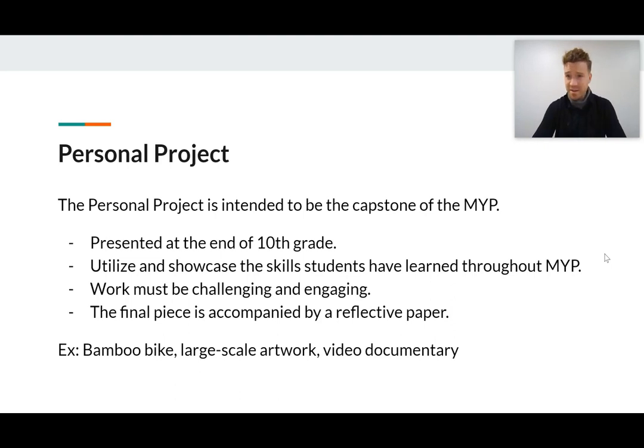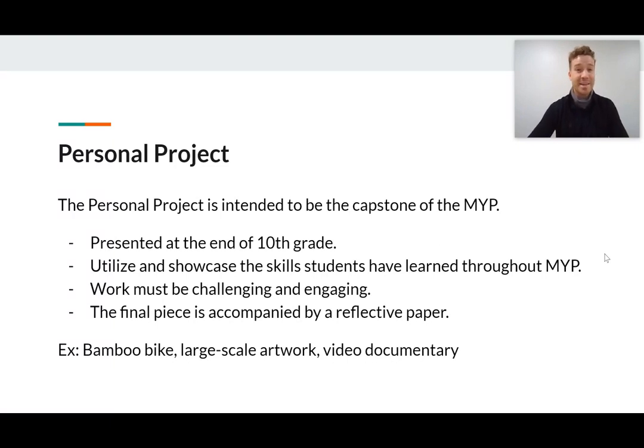Those executive functioning skills, those research skills, those communication skills and organization. The work is going to be challenging and engaging. And the final piece that you create is accompanied by a reflective paper. Again, touching back on that learner profile of how IB students, City students, are reflective in their practices and in their personhood.